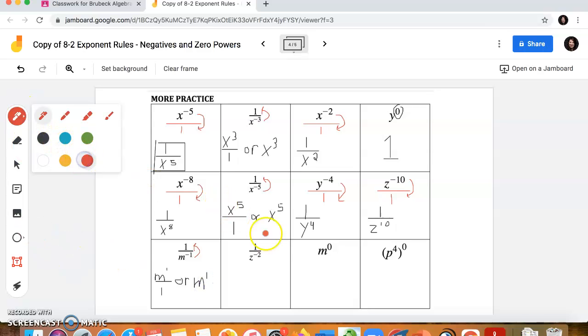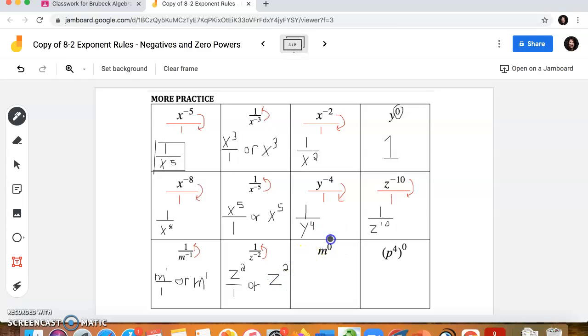This problem, we're going to do the same thing. We're going to bring this z to the top. And so we're going to rewrite it. We have our line. We have our z. We're going to make it with a positive exponent, and then put a 1 on the bottom. Or you can just write it as z to the 2nd power. Either answer is correct.